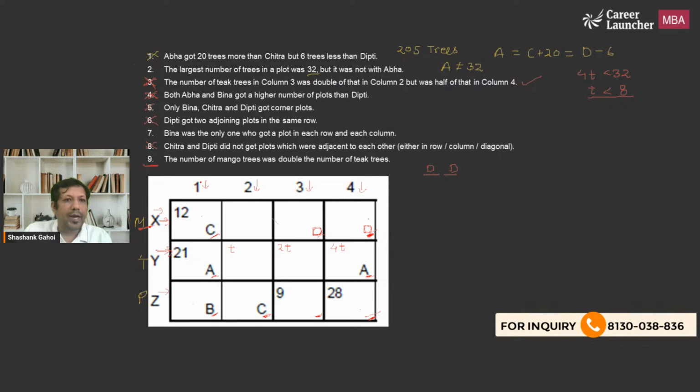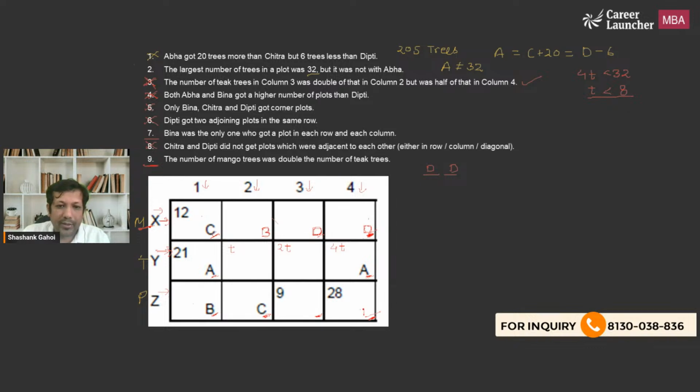Okay. So I am using this statement now that Veena is getting a plot in each row and each column. So in the first row, this is Chitra, this is Deepti, this is Deepti. I have to give one plot to Veena. So that is going to be this plot. There is no other possibility. In the fourth column, this is Deepti, this is Abha.